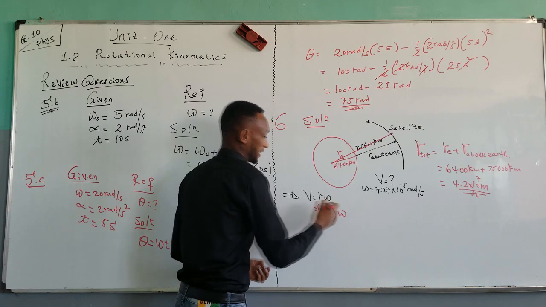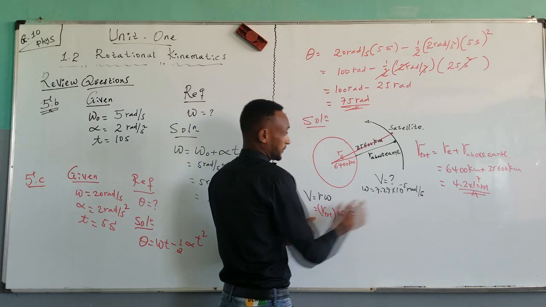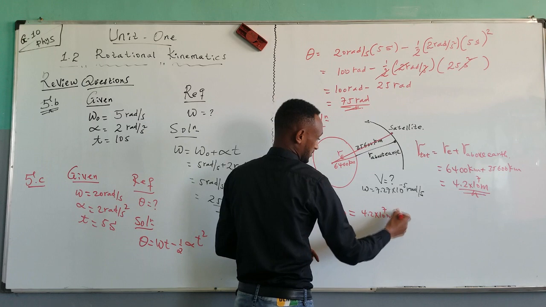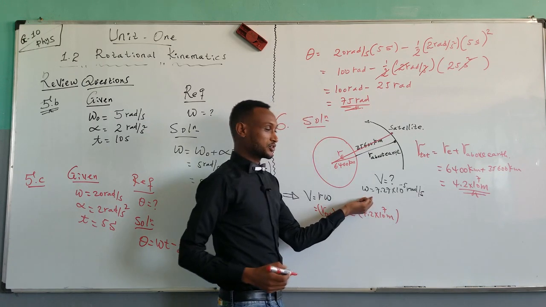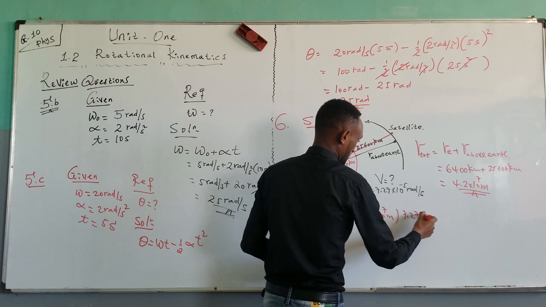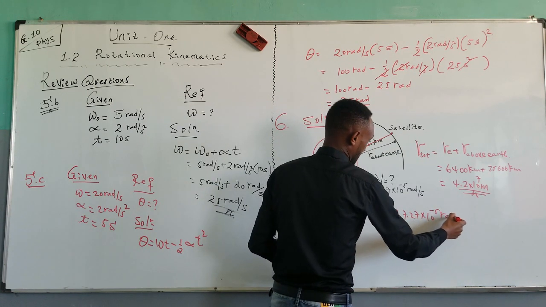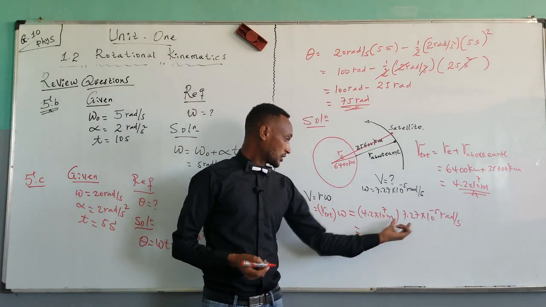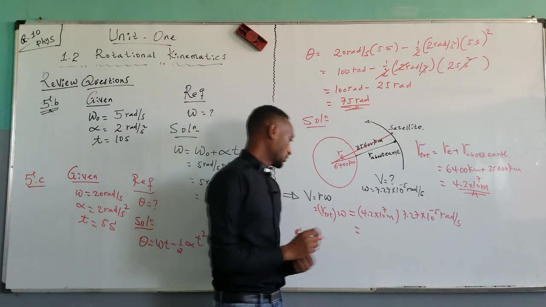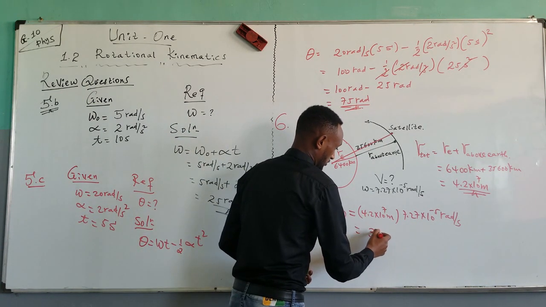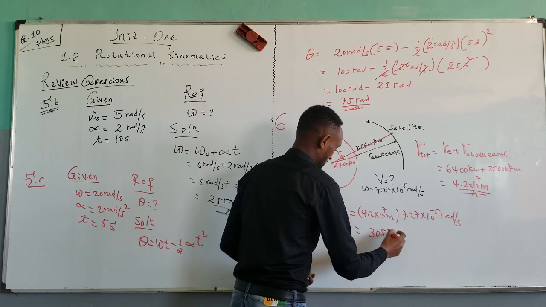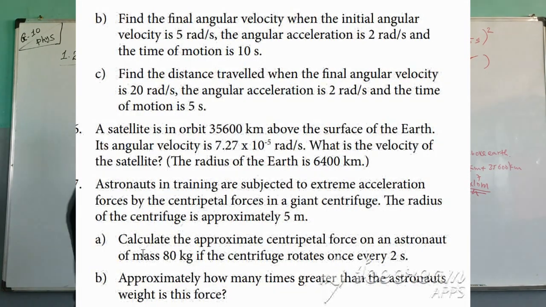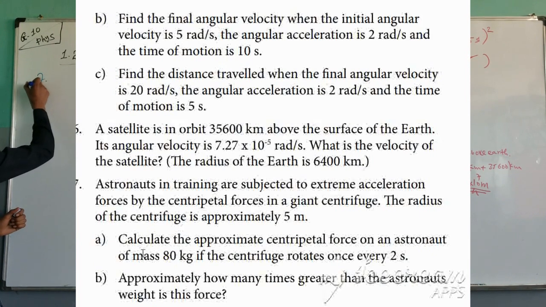The tangential velocity is the total radius times the angular velocity. Now we take 4.2 times 10 to the power of 7 meter times the angular velocity, which is given as 7.27 times 10 to the power of minus 5 radian per second. If we multiply these two numbers, we get a value equal to 3,053 meter per second. Okay, let's see equation number 7.